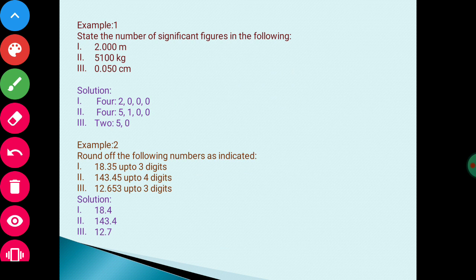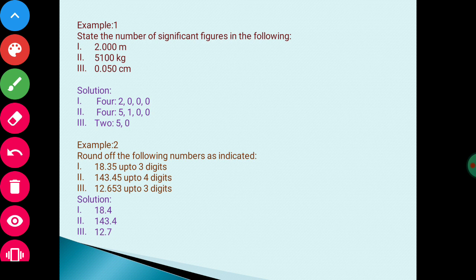Examples are 2.000 meter, 5,100 kilogram, 0.050 centimeter. Then how many significant figures are there? We have discussed the rules. You can find the solution over there, which is given. If you are not satisfied with that, you can ask me in the WhatsApp group.